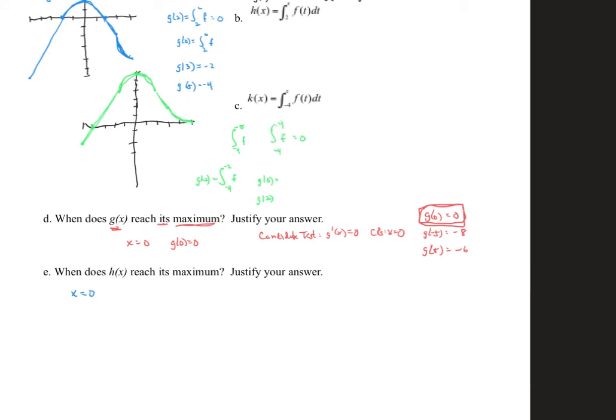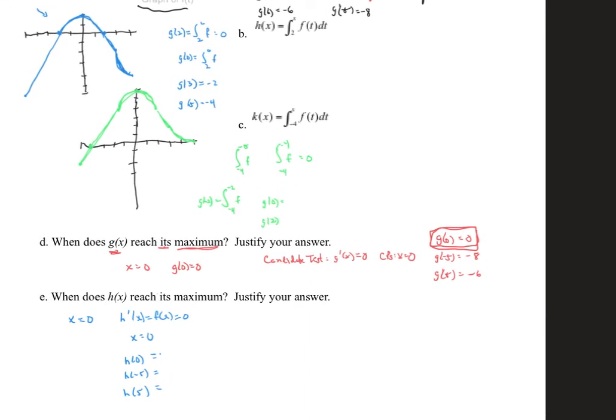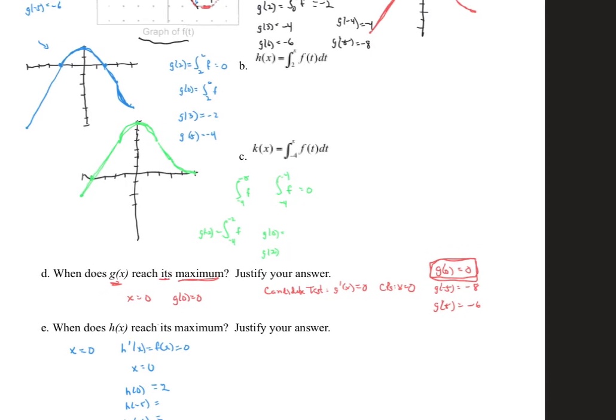And our justification there would again be that h prime of x is f of x, and that's equal to 0 at x equals 0. And so we will evaluate at 0 and at -5 and at positive 5, looking for the largest value. And if we can see, h of 0 was 2, and h of 5, 1, 2, 3, 4, 5, I think was that. Did I say what that was?